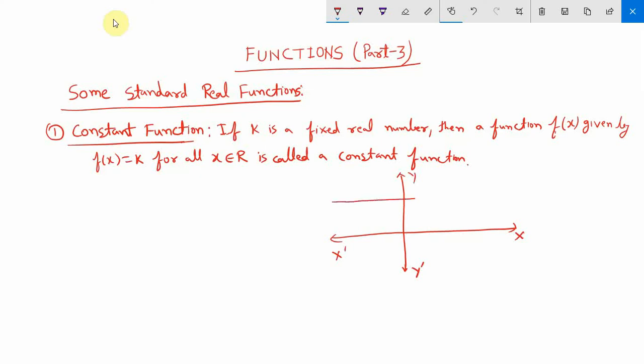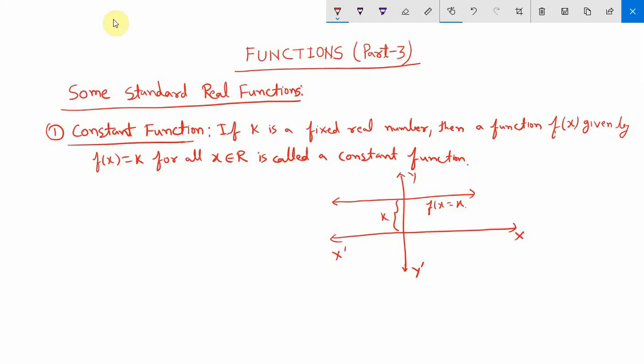This is our given function f(x) equal to k. So this much is k, the value of y. So this straight line represents f(x) equal to k. So it is above or below the x-axis. If k is positive, it will lie above the x-axis, and if k is negative, it will lie below the x-axis. Okay, friends.